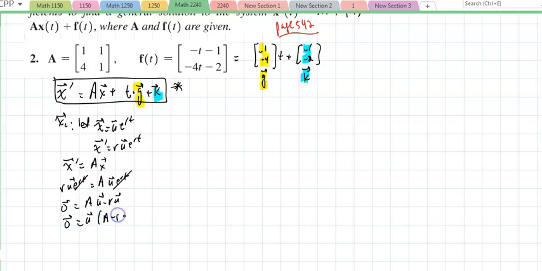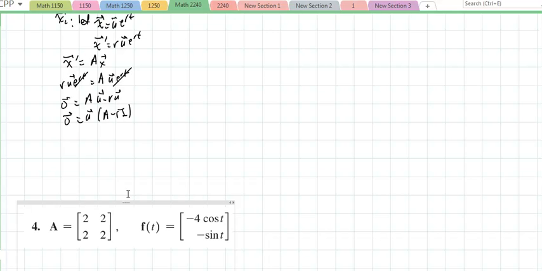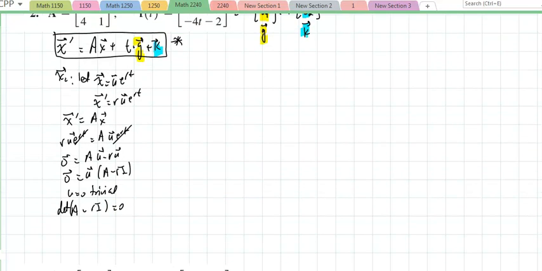And 0 will equal u times A minus rI, or lambda I like to call it lambda. This book sticks with r. And if you say u equals 0, that's trivial. So it must be that A minus rI, and we agreed the determinant of that equals 0 is the way to go. So this part we're not going to show. We're going to jump straight to this to figure out the homogeneous or the complementary solution.